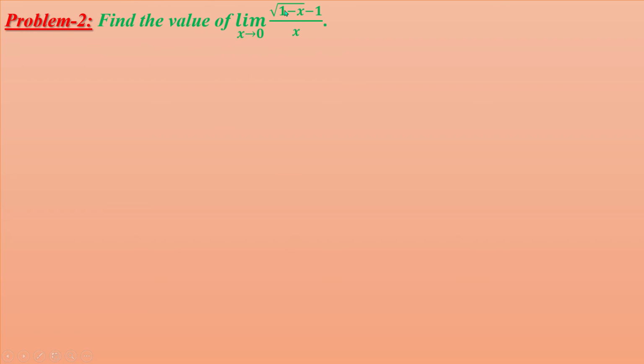Problem 2. Here is given the limit as x tends to 0 of the square root of 1 minus x, minus 1. When we put x equal to 0, the value will be undefined. So at first you have to calculate.